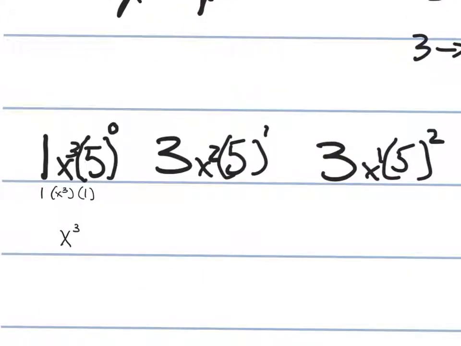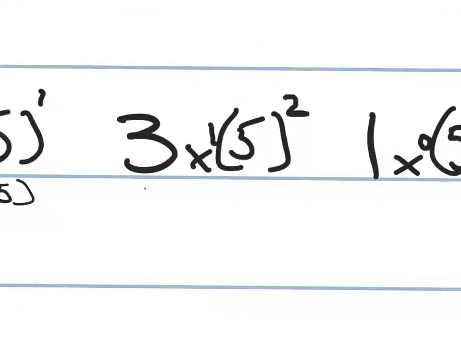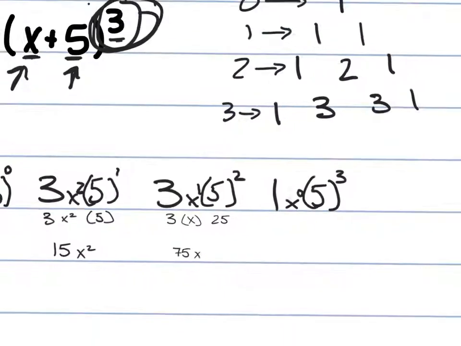Moving on to our next term. 3 times x squared times 5 to the first power. Well, 5 to the first power is 5. 3 times 5 is 15, times x squared is just x squared. So second term, 15x squared. Our next term, 3 times x to the first power. Well, x to the first power is just x. And then finally, we've got 5 to the second power, which is 25. So 3 times 25, just like 3 quarters, that's 75 with an x attached to it, 75x.